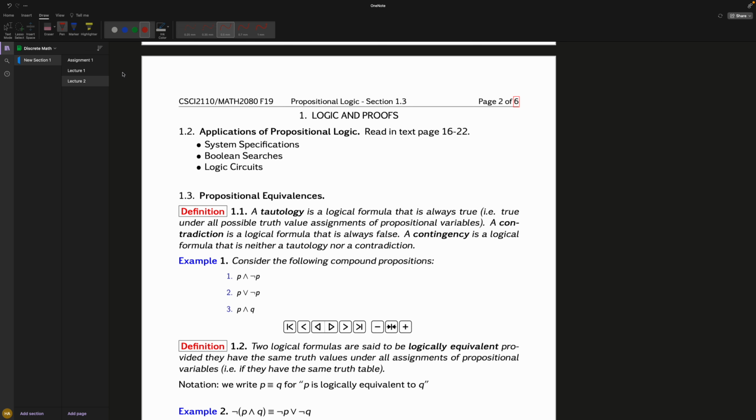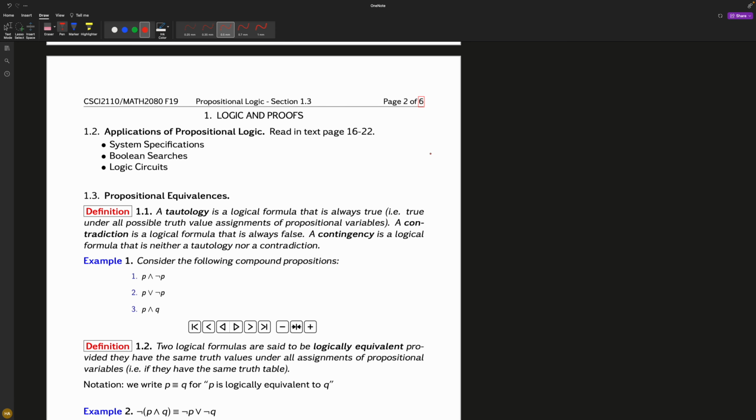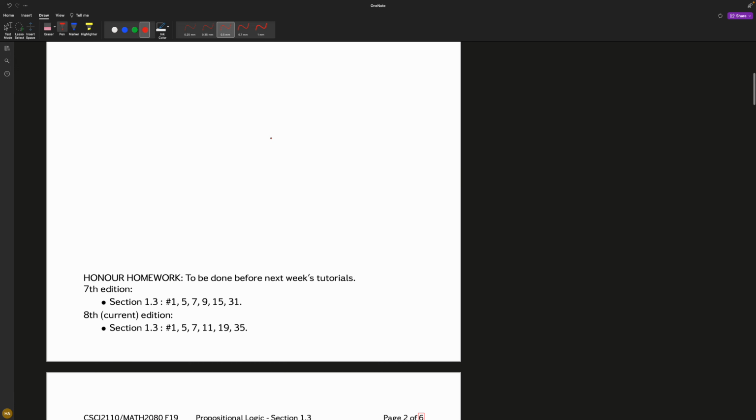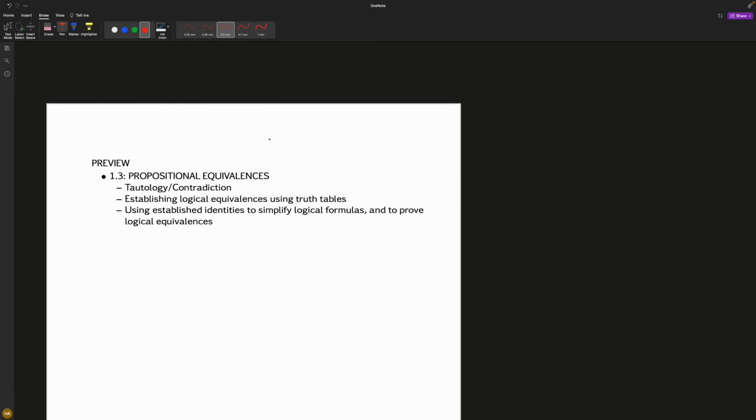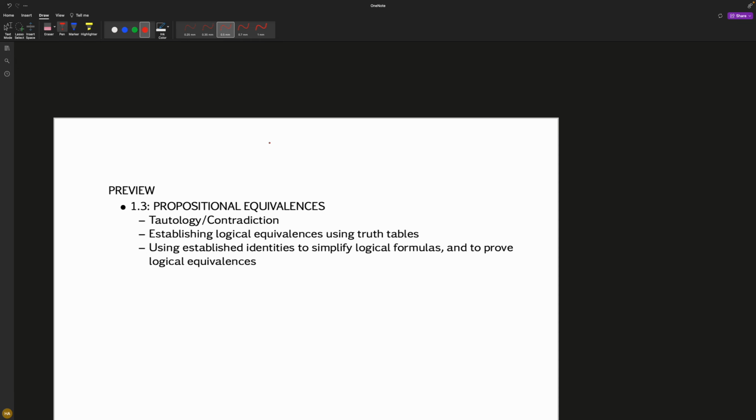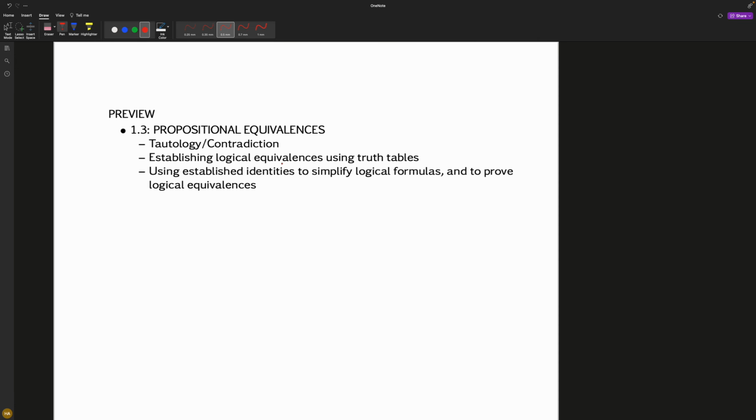This is a tutorial lecture for discrete mathematics. Today we're doing 1.3, propositional equivalences, which is about when you have two propositions, are they equivalent or not? You can't say they're the same, because if I say P and Q is equal to, let's say, Q and P, this is not true.